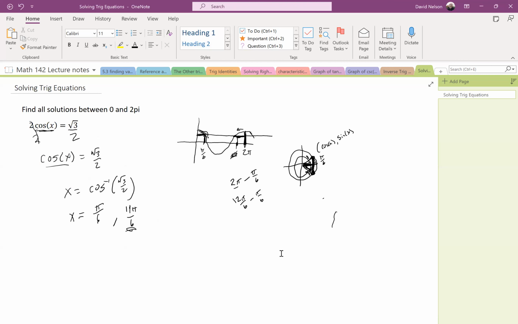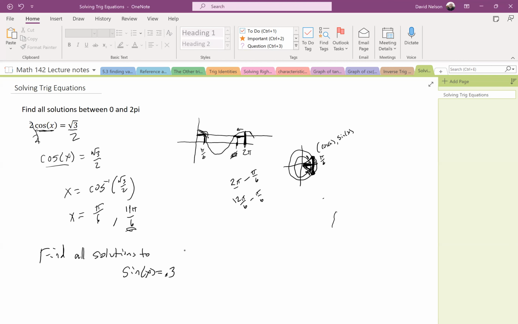You might have, say, find all solutions to, how about sine of x equals 0.3.